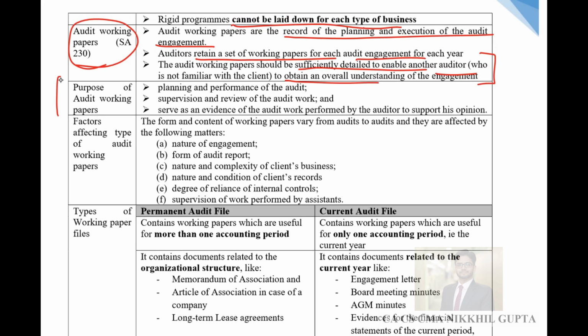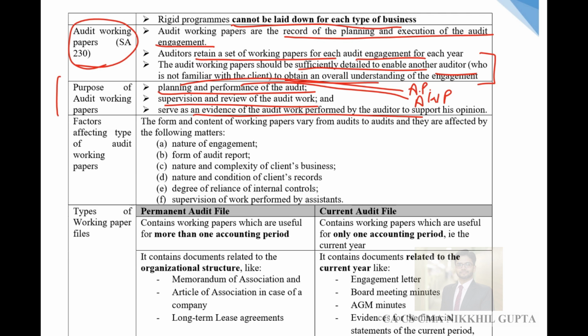Purpose of audit working papers. What are the purposes of audit working papers? Planning and performance of an audit. So you plan and perform an audit. Of course, planning is done through audit programs, which in short are known as APs, and performance of the audit is done by audit working papers, which are known as AWP. Supervision and review of audit work is done through audit working papers, and they serve as evidence of audit work performed by the auditor. So whatever work the auditor does, the audit working papers are the proof or the evidence of whatever audit has been done by the auditor.